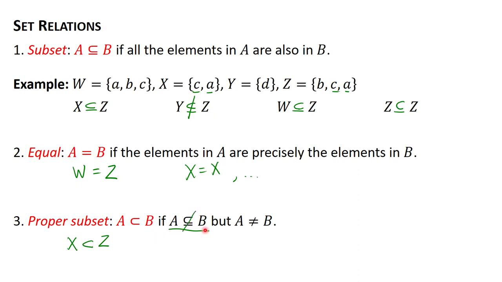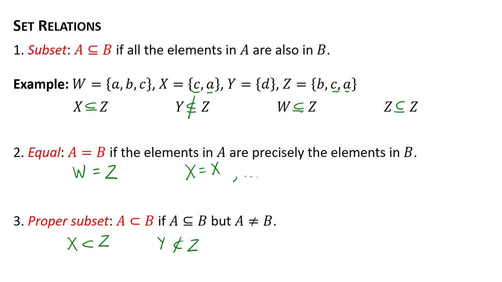Si Y is not a proper subset of Z, so this part of the requirement is already violated. Kasi dalawa ang requirement eh. To be a proper subset, dapat subset ka muna, and at the same time, hindi equal. Eh, it's not even a proper subset. It's not even a subset. So, talo na agad. So, therefore, Y is not a proper subset of Z because the first one is violated.